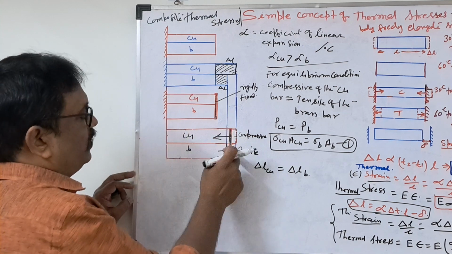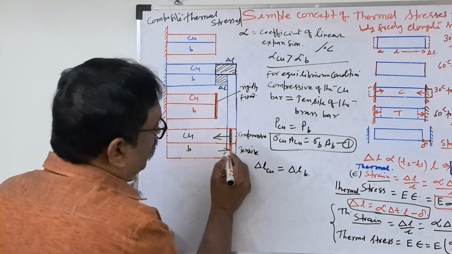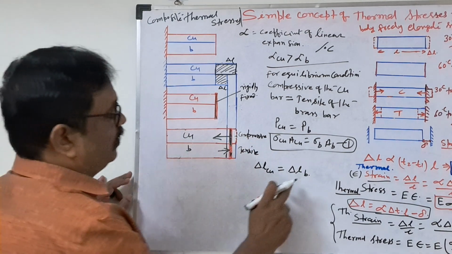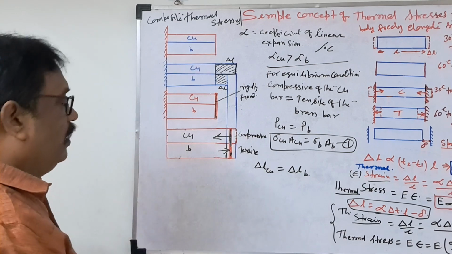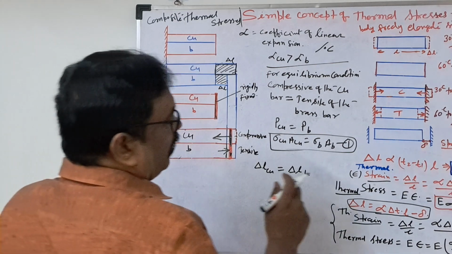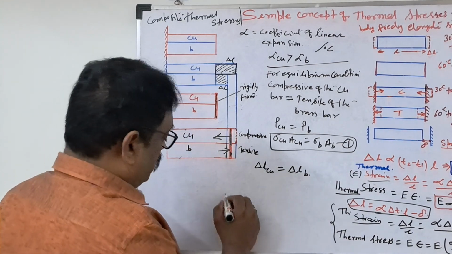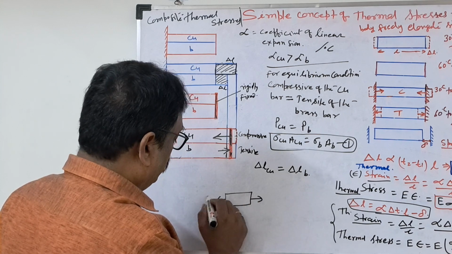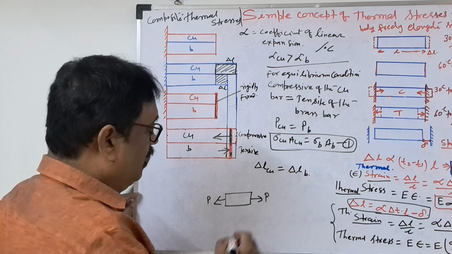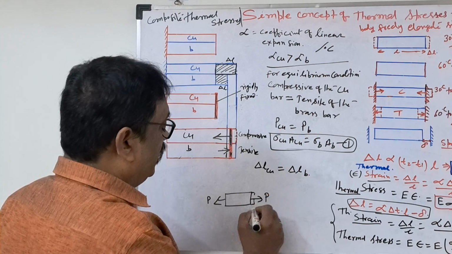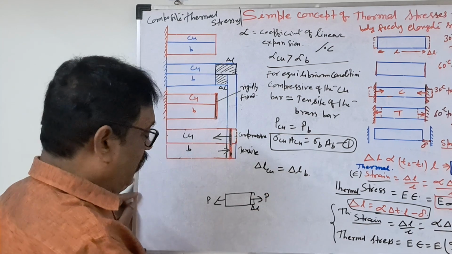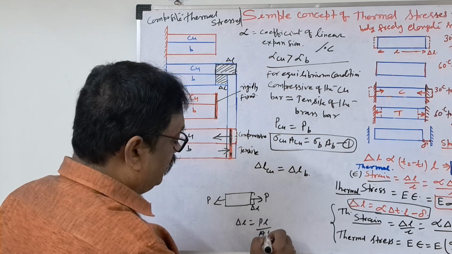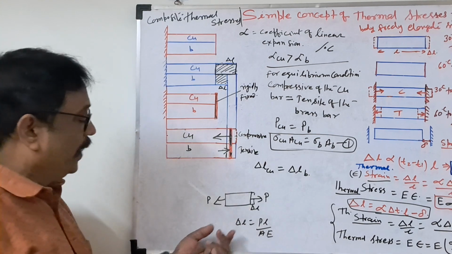So this is called compressive, but due to this here they want to pull back in this rigid body. So this is a tensile. So this will be equal. Now here what is there? We know one thing. Suppose one body is there, apply the force P, body will elongate. That elongation is known as mechanical elongation. So what is delta L here? PL by AE. That is the mechanical elongation.